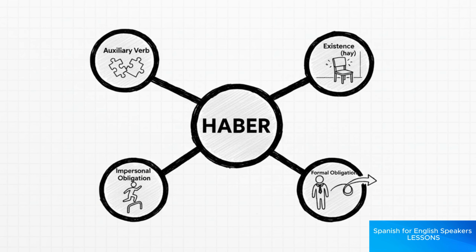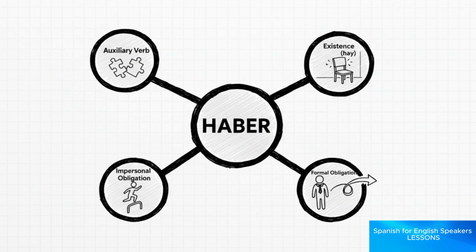Now let's flip over to haber. We know its main gig is being a helper verb. Hemos comido, we have eaten. But its other huge role is to talk about existence. That unique form, hay, means there is or there are. And notice, it's totally impersonal. It's not about who has the chair. The chair just is. It exists.